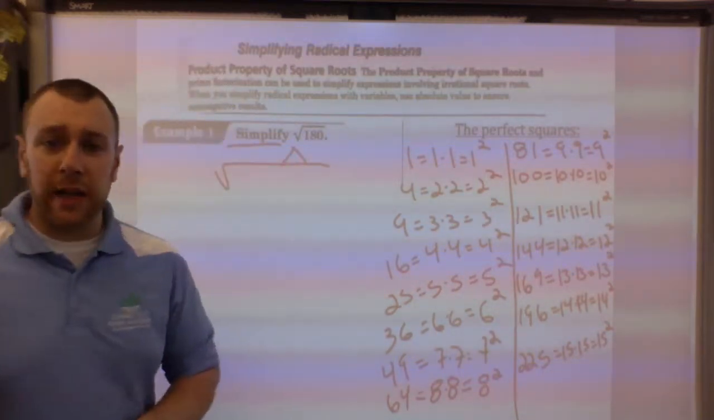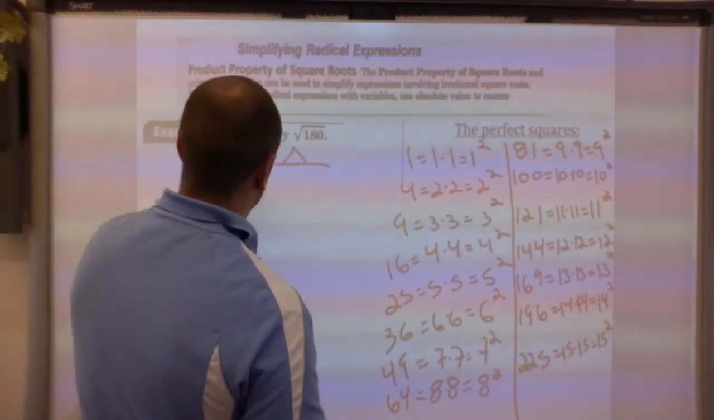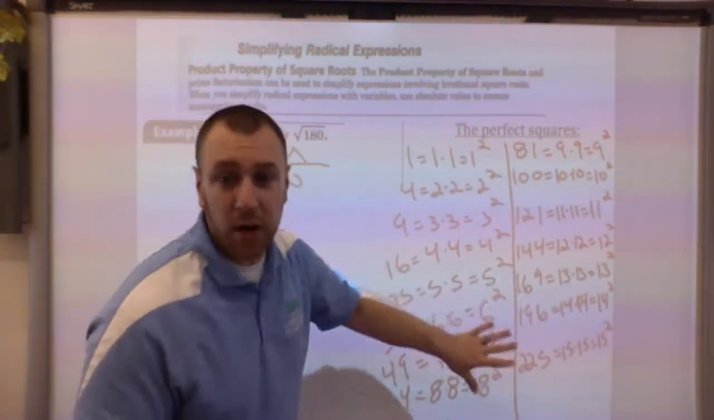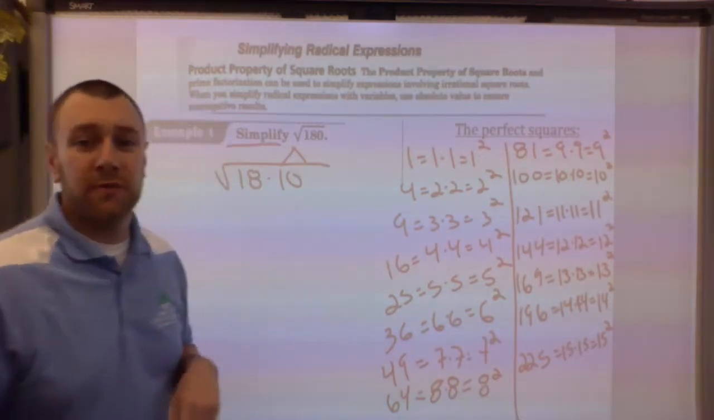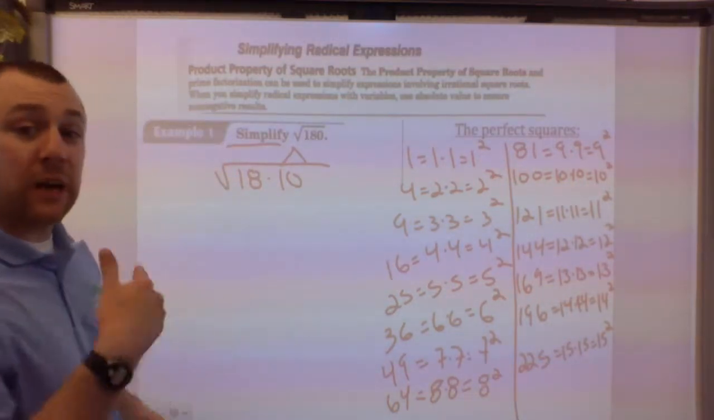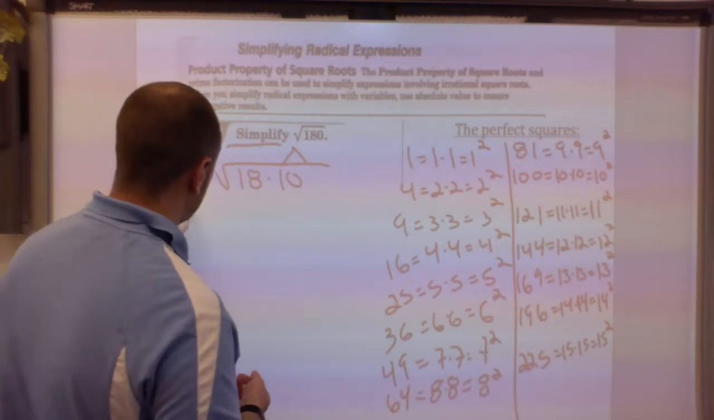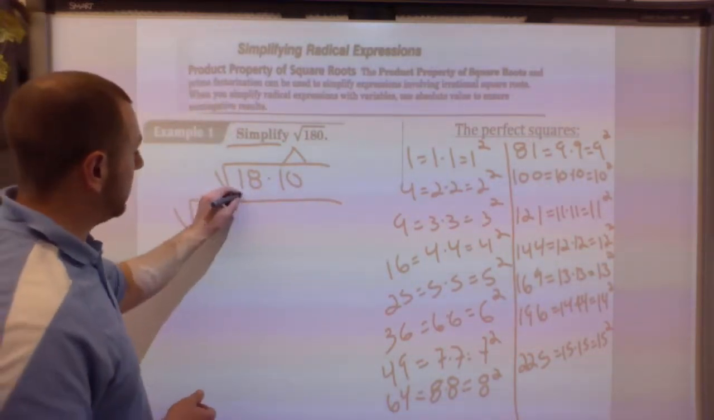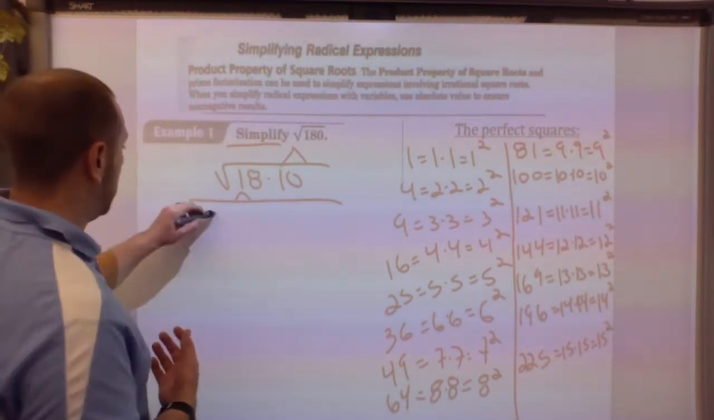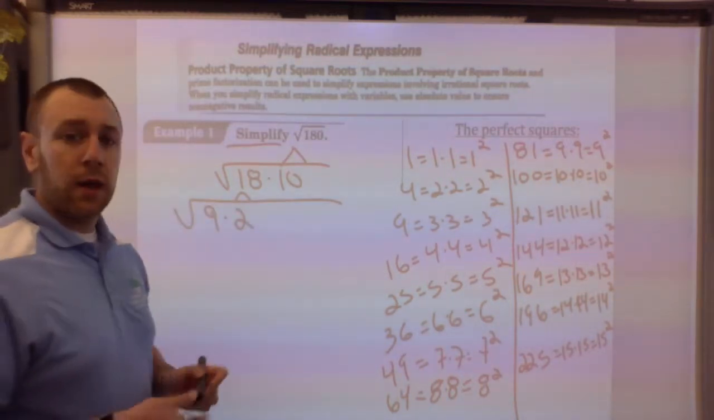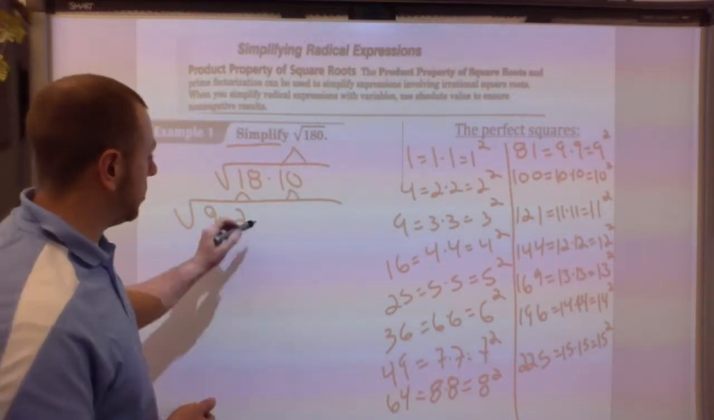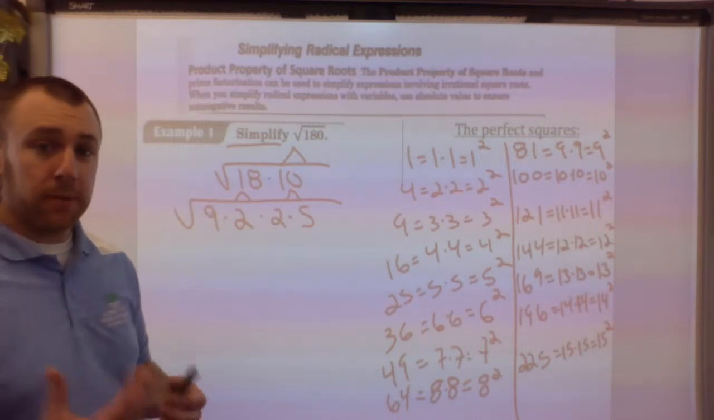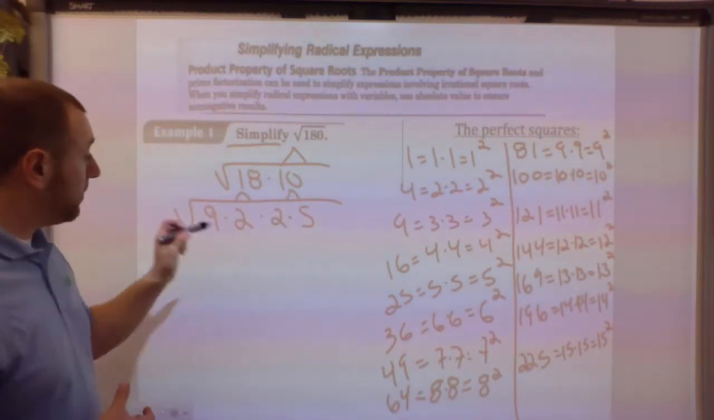So square root of 180, you might say, okay, that's 18 times 10. Well, 18 and 10 are nowhere on my list over here, so they're not perfect squares. So now I keep breaking them down. I just make my square root bigger. So 18 can be broken down into 9 times 2, and 10 can be broken down into 2 times 5. Okay, that's getting somewhere. That's what I want.